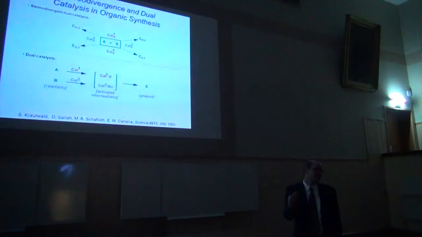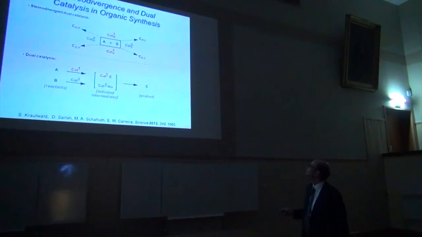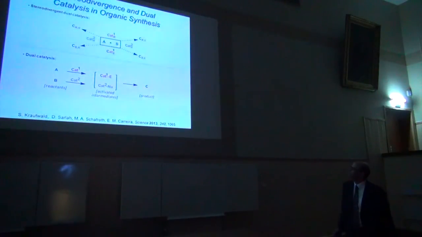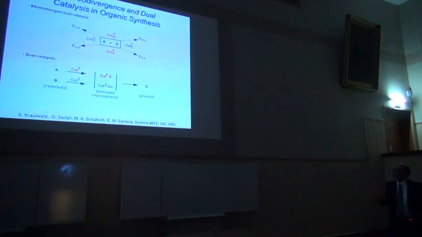Now, one way of thinking about generating stereodivergent processes is to do dual catalysis, namely have one catalyst interacting with one component and a second catalyst interacting with the other component, so that you can independently steer the course of the reaction through each of the reactants. And that gives rise to a product. And you can see how the combination of dual catalysis and stereodivergency might provide access to fully stereodivergent type processes.